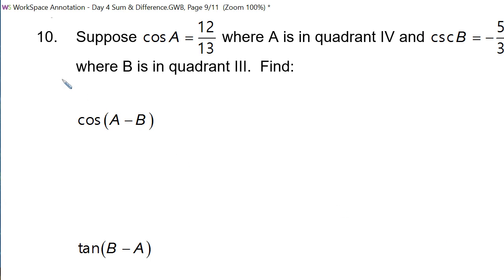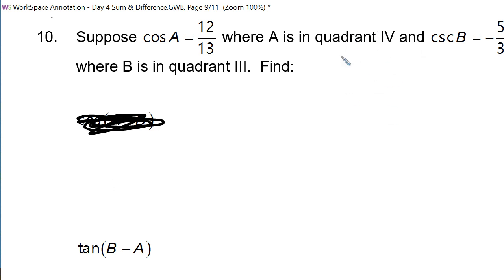Okay, on number 10, we're not going to do this one. We're just going to do the tangent. We've already done sine and cosine with these triangle problems. So number 10, it says suppose cosine of angle A is 12/13, where angle A is in quadrant 4, and cosecant of angle B is negative 5/3, where angle B is in quadrant 3. We need to find the tangent of B minus A.